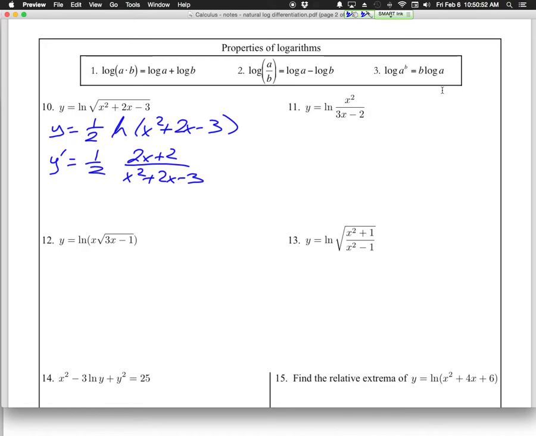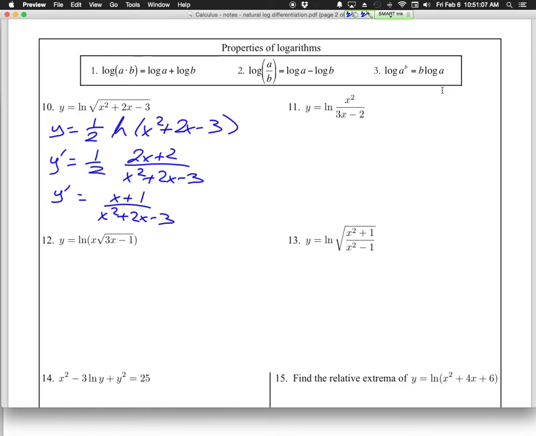What do you see we can do there? Take out a 2 and cancel it. So the best looking answer is (x + 1) over (x squared + 2x - 3).